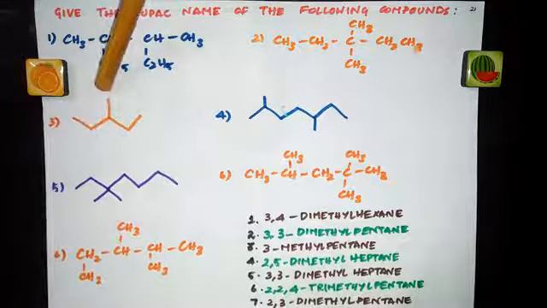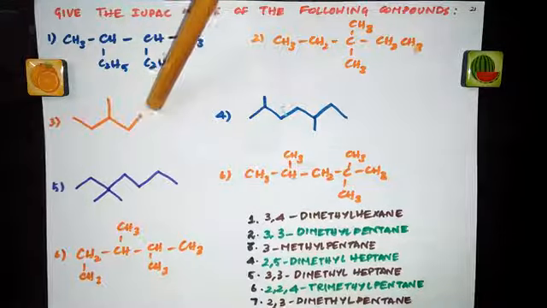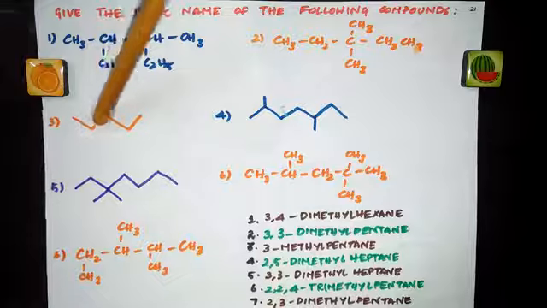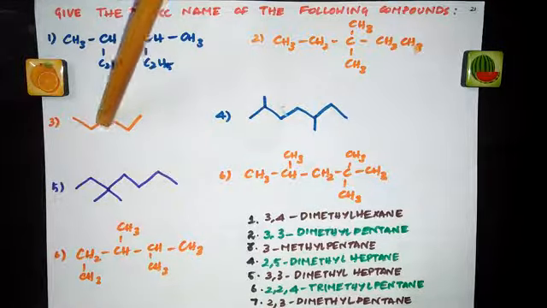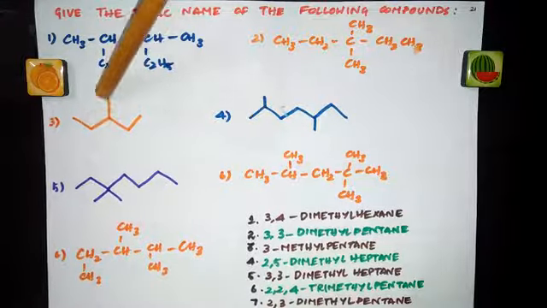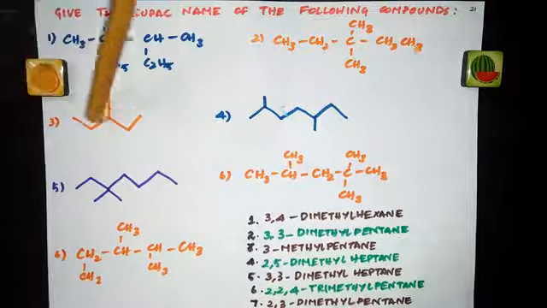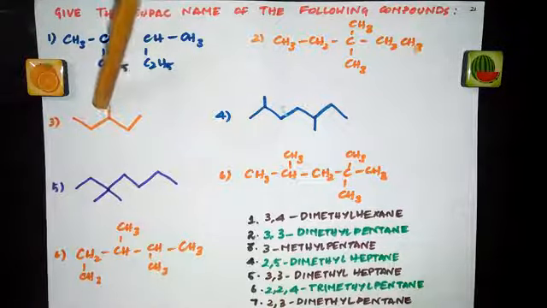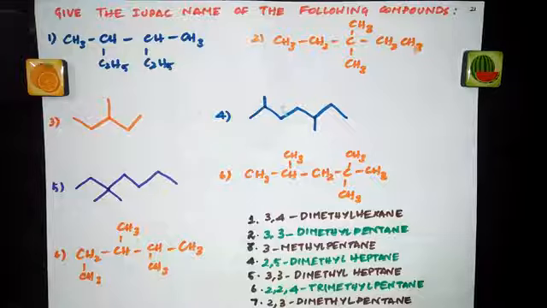1, 2, 3, 4, 1, 2, 3, 4, 5. So 5 carbon atoms. This is the longest chain. So 1, 2, 3. In the second position, I have what? A methyl group. So, sorry, third position. 1, 2, 3, 4, 5. So 3-methyl pentane is the IUPAC name. Why pentane? Because 5 carbon atoms in the parent chain. In the third position, we have methyl. So 3-methyl pentane is the IUPAC name.